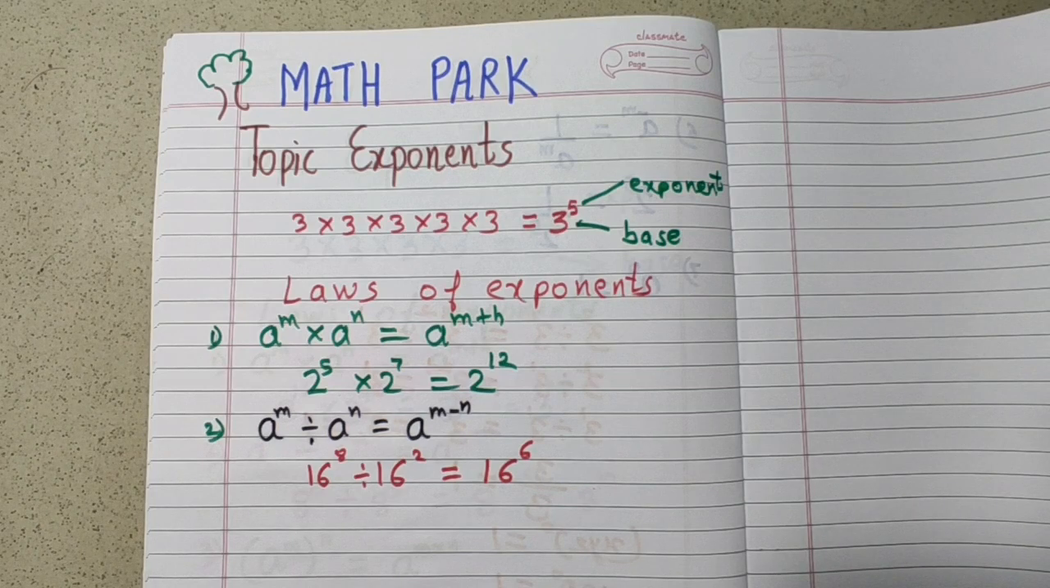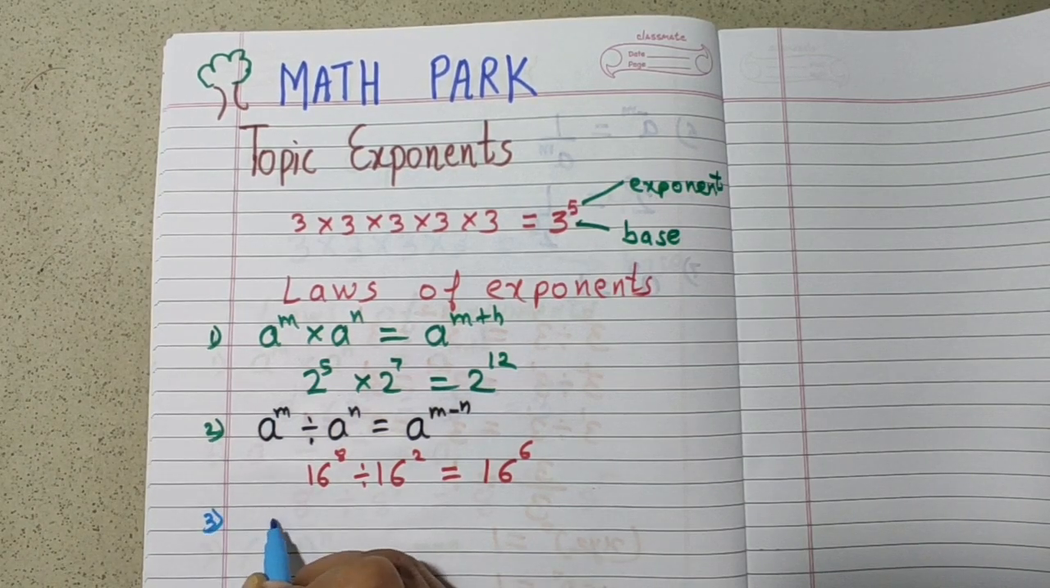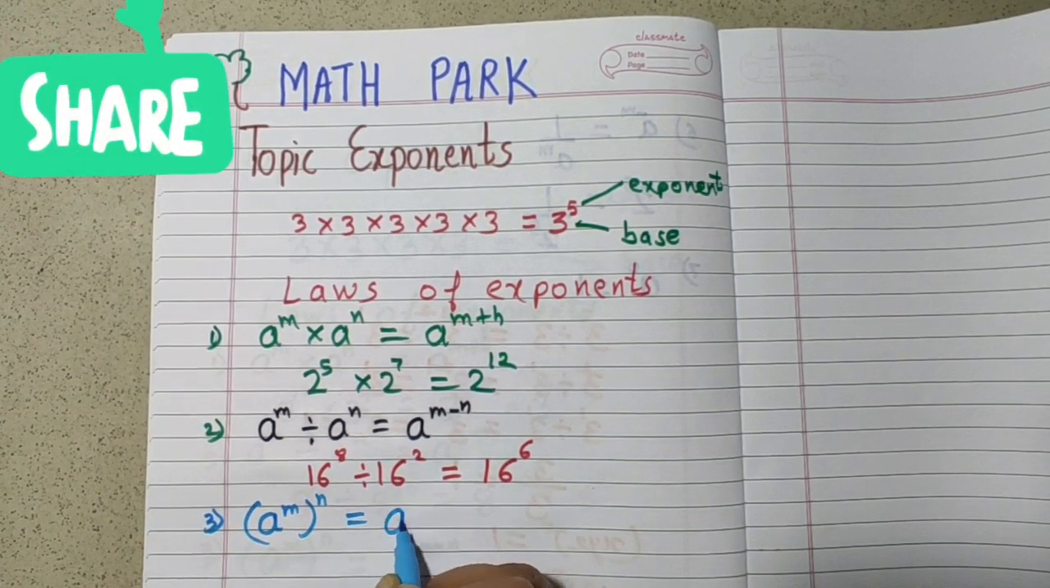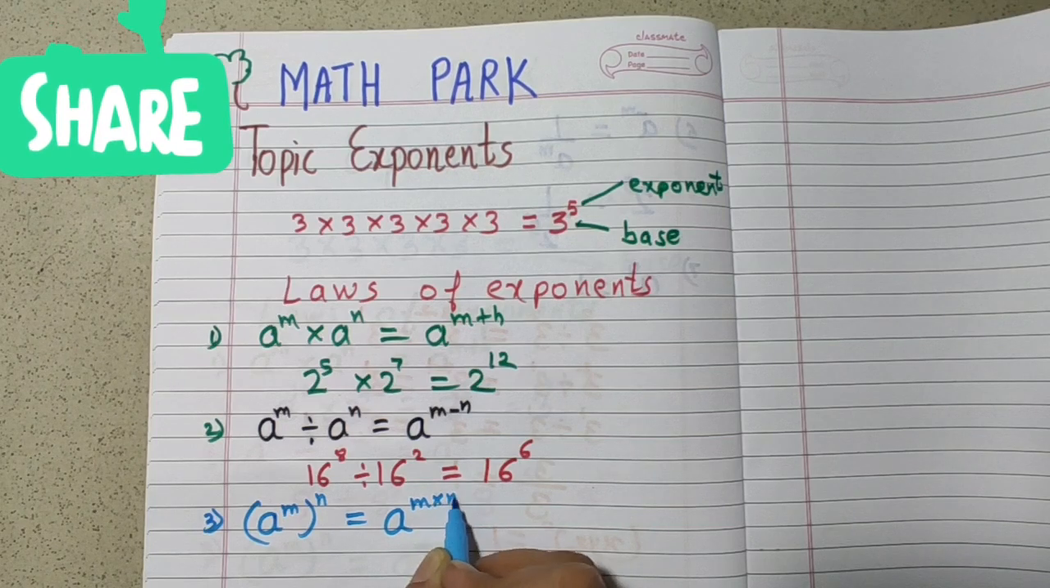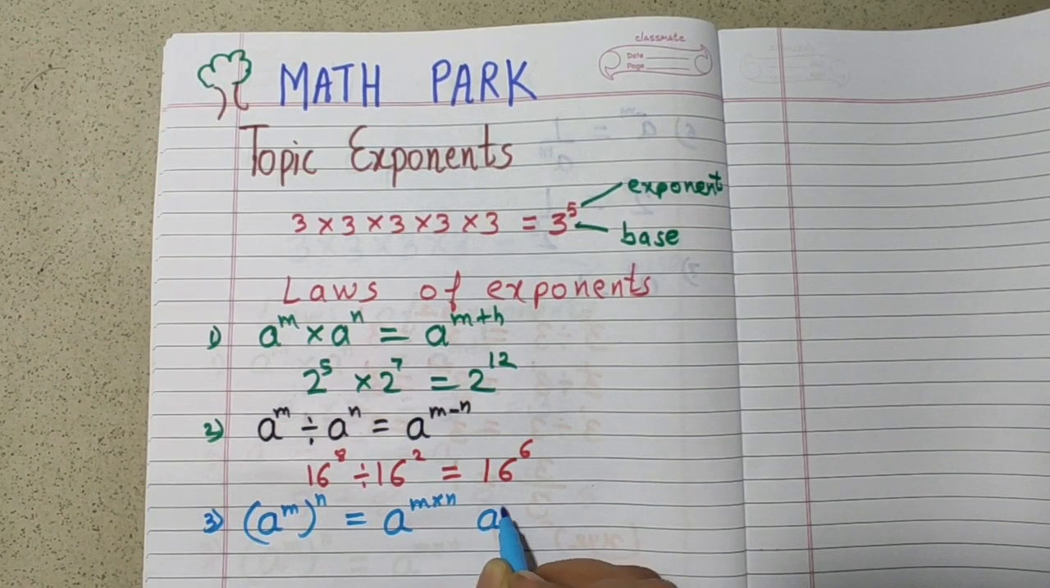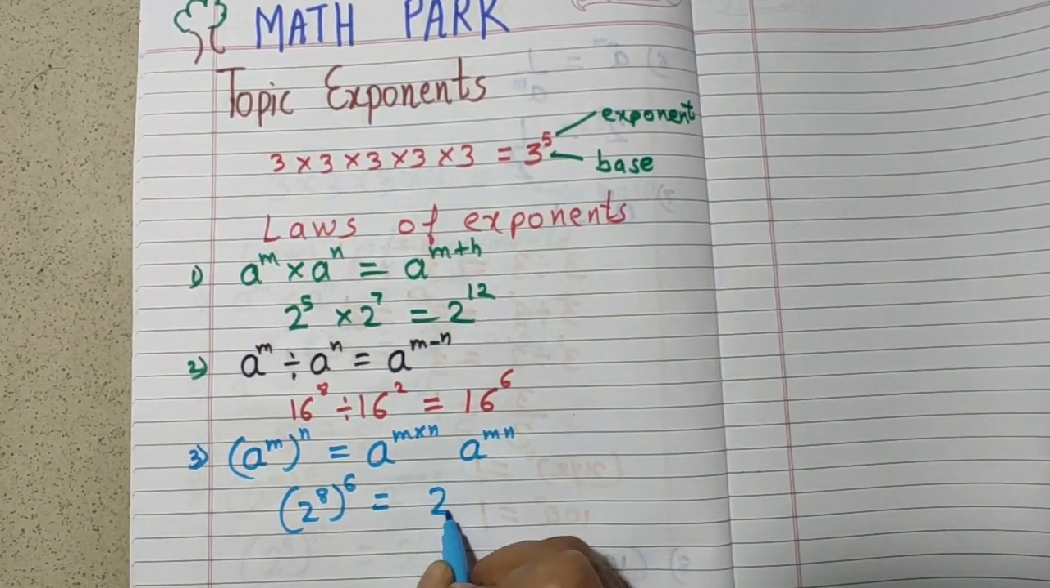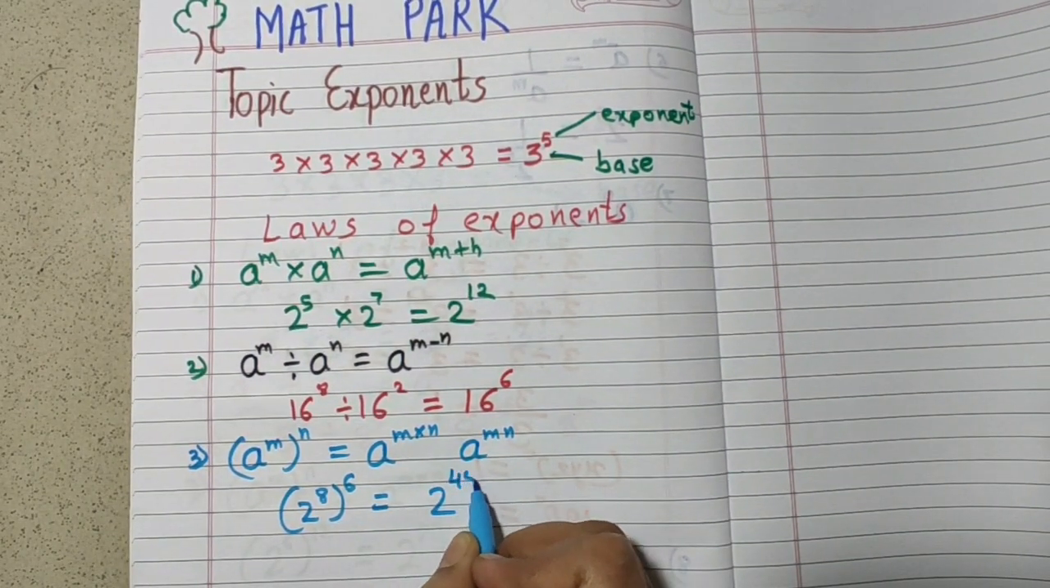The third law, power of power. a raised to m, raised to n, is equal to a raised to m into n, or simply a raised to mn. Say for example, 2 raised to 8, raised to 6, is equal to 2 raised to 8 into 6, which is 48.